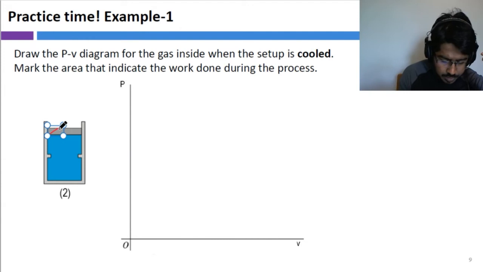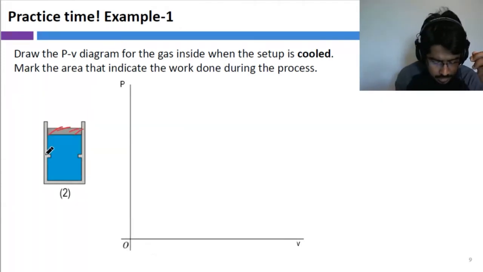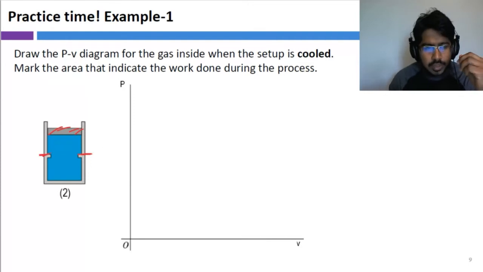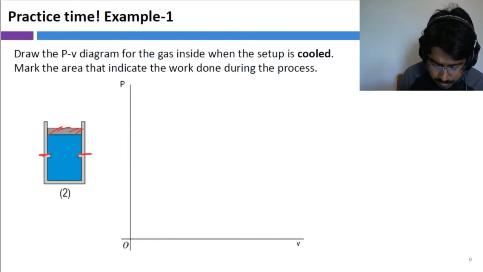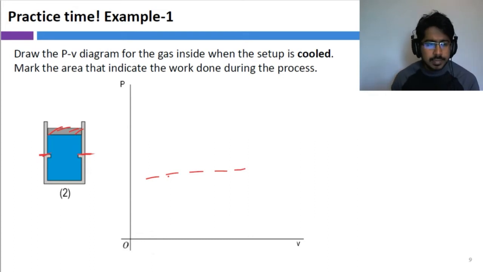Until this piston reaches these stops, is the pressure dropping or is the pressure going to be constant? Pressure is constant, right? What can you say about the volume? Volume changes, right? So definitely this process is going to be a horizontal line up until the piston reaches the stops.